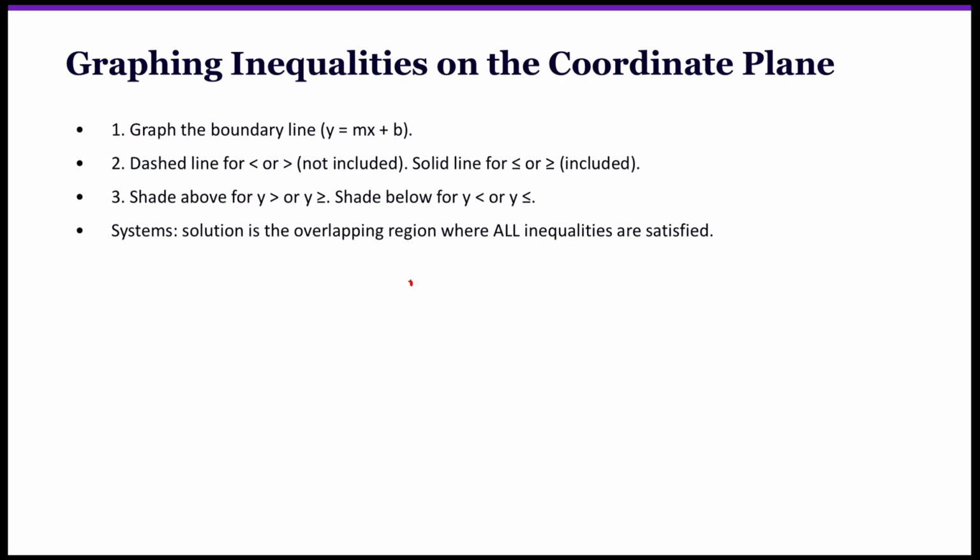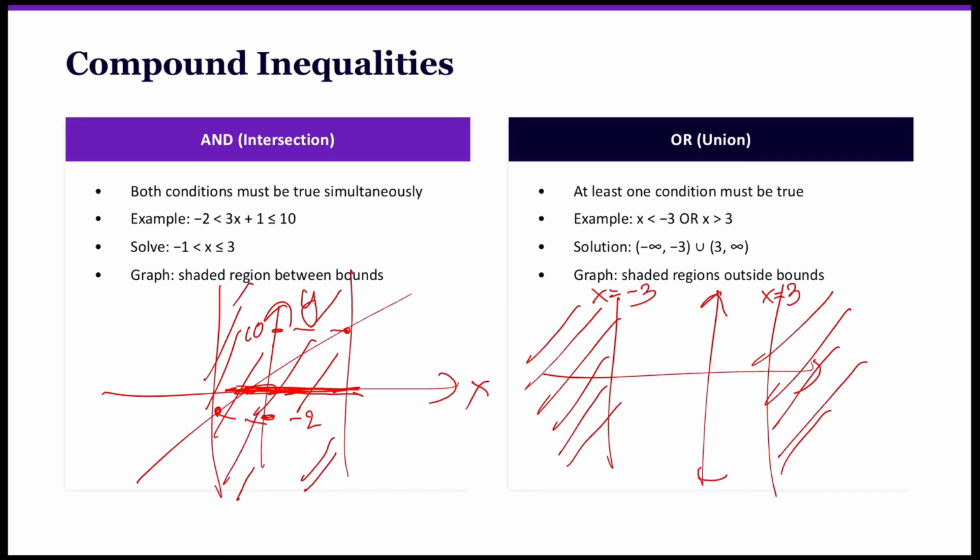So for graphing, the simple procedure that we just saw, it's really three steps. The first step is you graph the boundary line y is equal to mx plus b. So when we had 3x plus 1, we graph the line 3x plus 1, and then you draw some dashed lines for greater than or less than. So those are our strict inequalities.